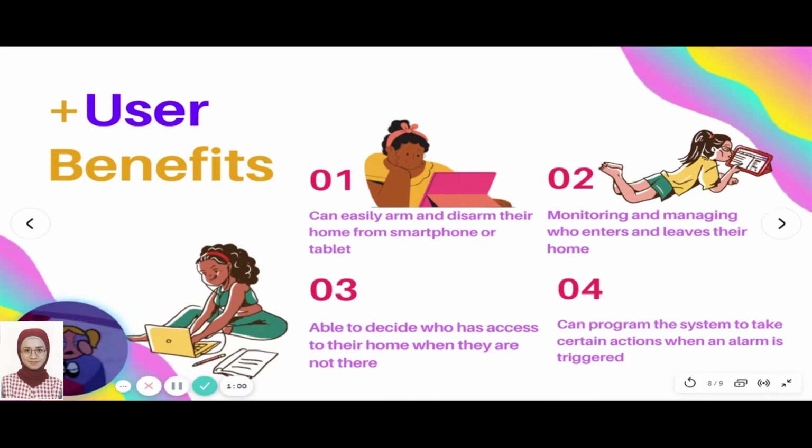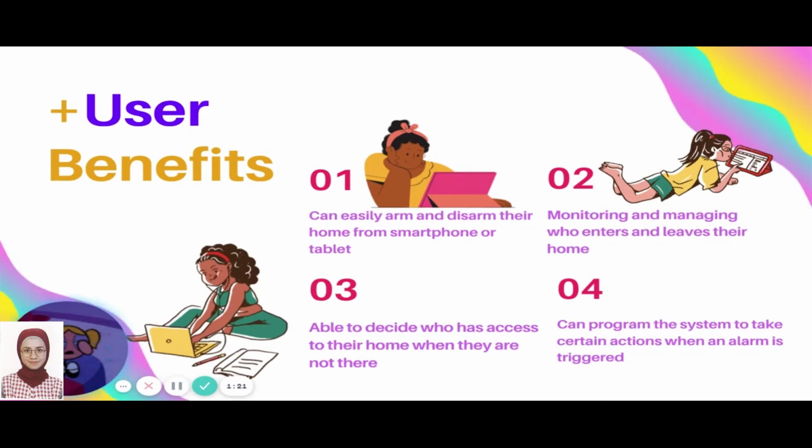From the features on the previous slide, there are four benefits for users. First, they can easily arm and disarm their home from a smartphone or tablet. Second, monitoring and managing who enters and leaves their home. Third, being able to decide who has access to their home when they are not there. And lastly, they can program the system to take certain actions when an alarm is triggered.